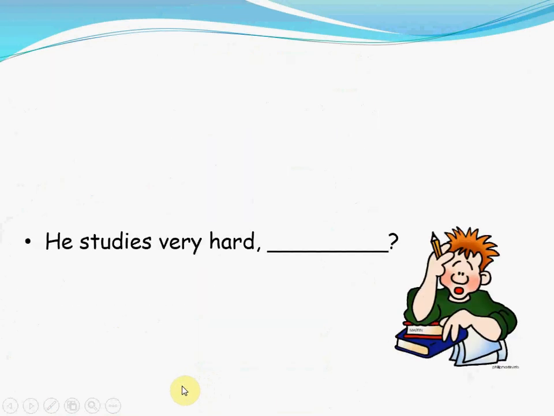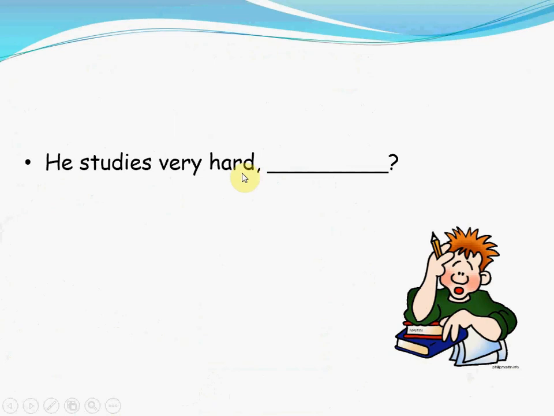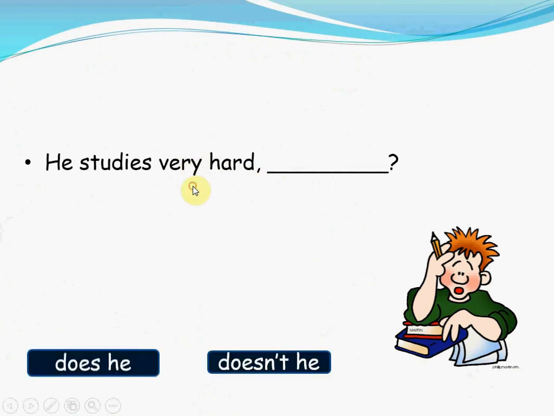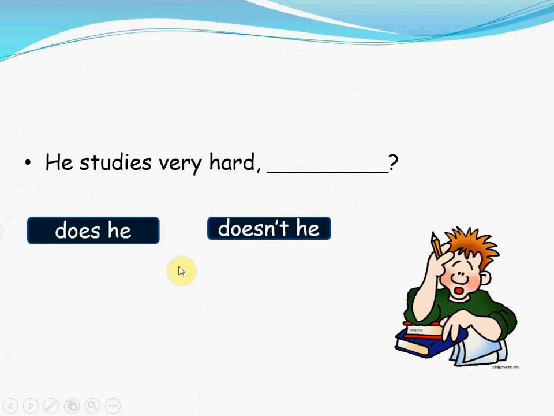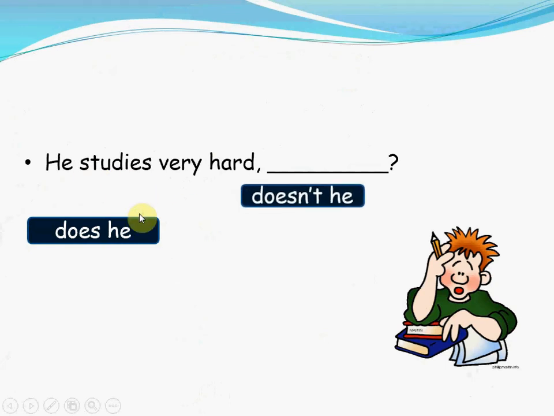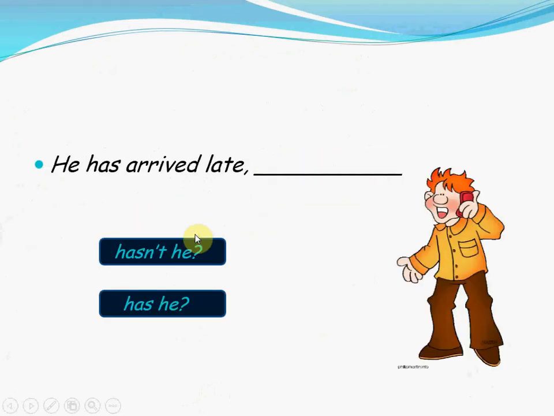Another example, he studies very hard. So you have to choose between, does he or doesn't he? So he studies here, it's going to be, does he. Another one, he has arrived late. So he has arrived, so the answer should be, hasn't he.